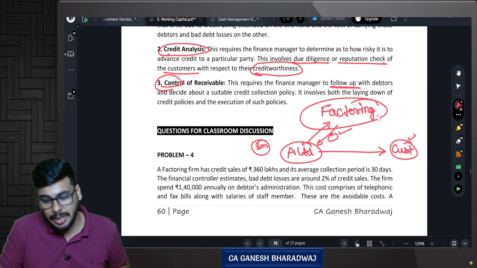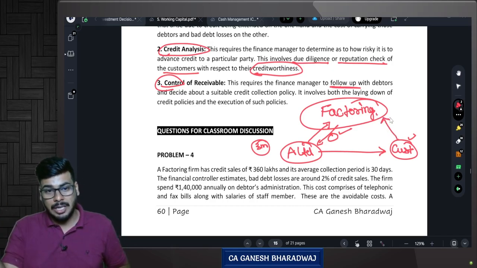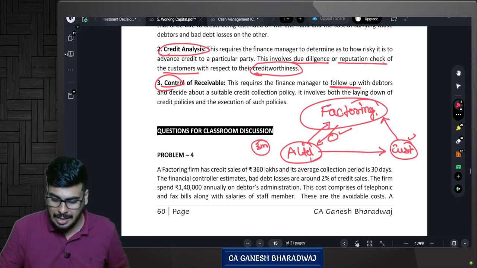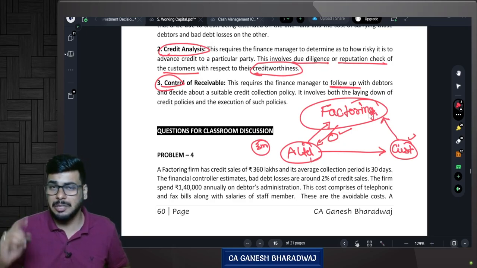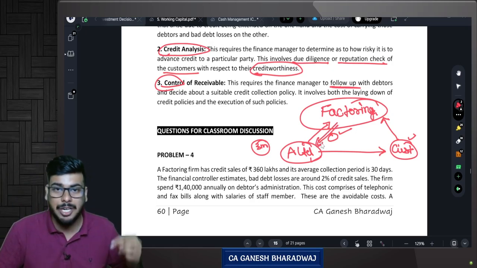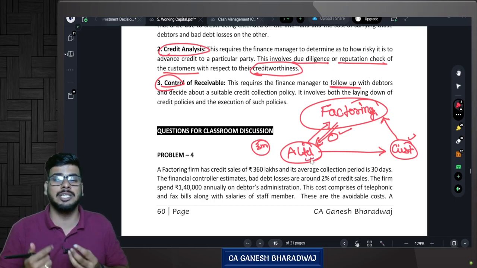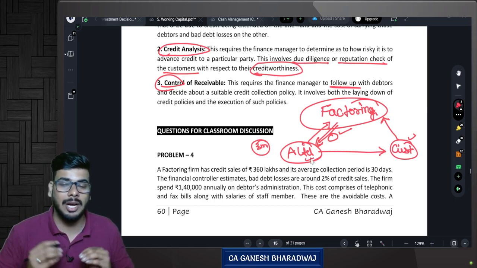Why is he charging a commission? Because later on this factor will go and collect the payment from the customer. So the customer will now not make the payment to A Limited. The customer will make the payment to the factor, but after 3 months. But this factor pays A Limited today itself. So he is technically funding A Limited for the next 3 months, for which he charges something called a commission.